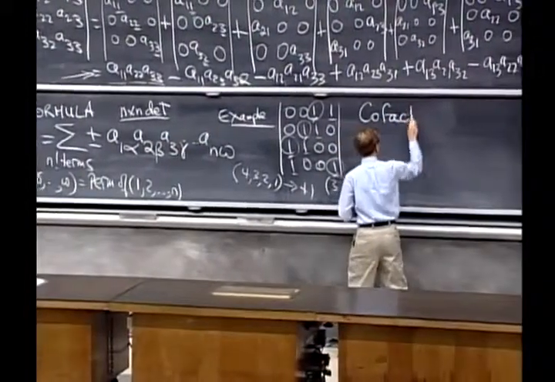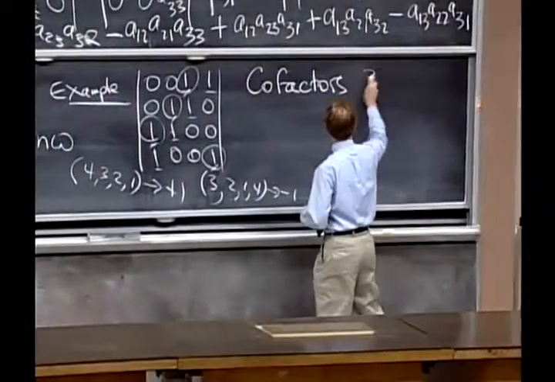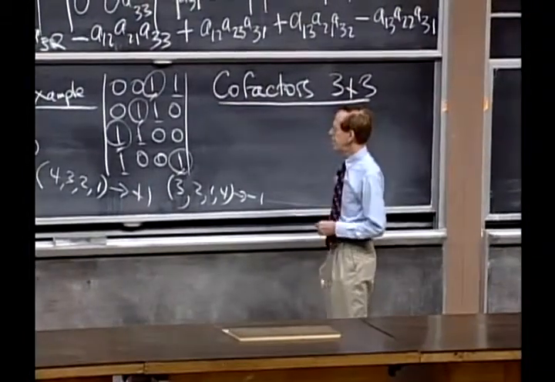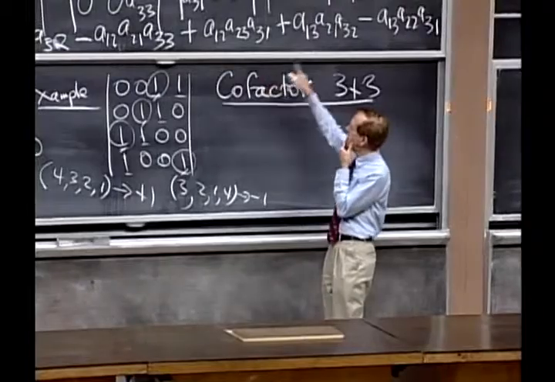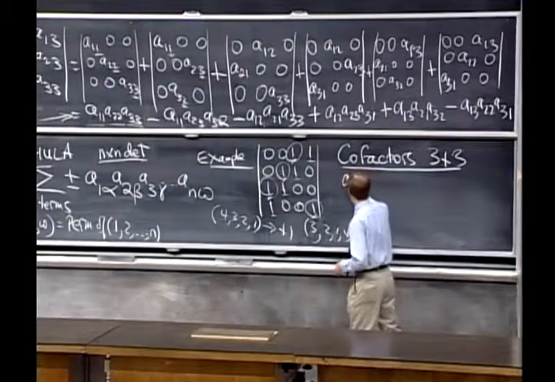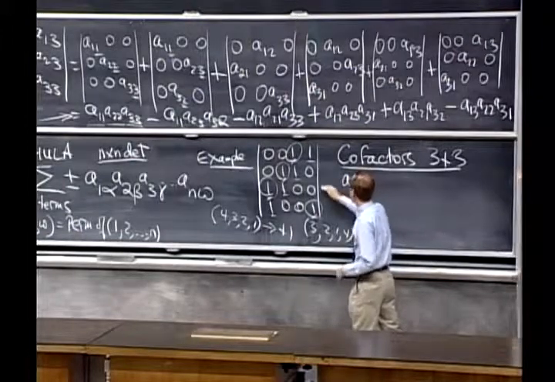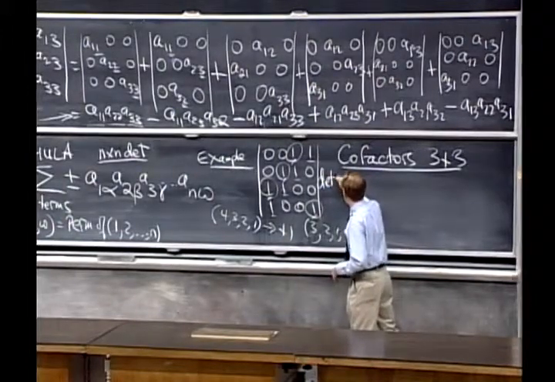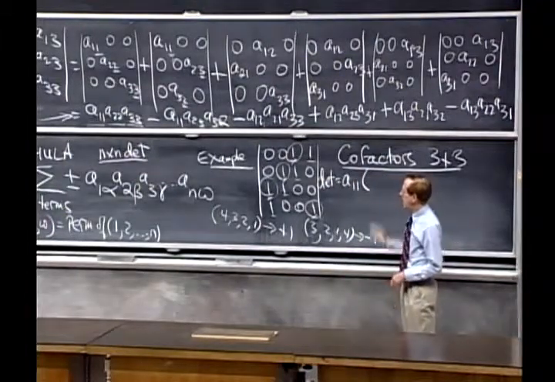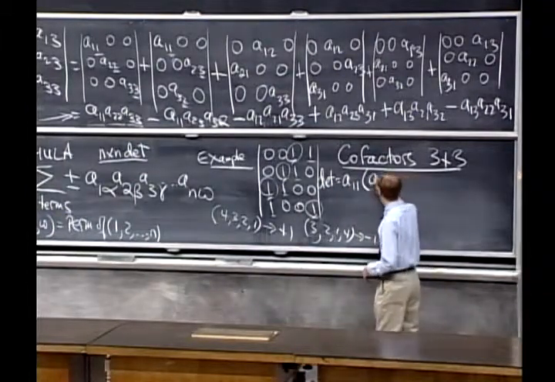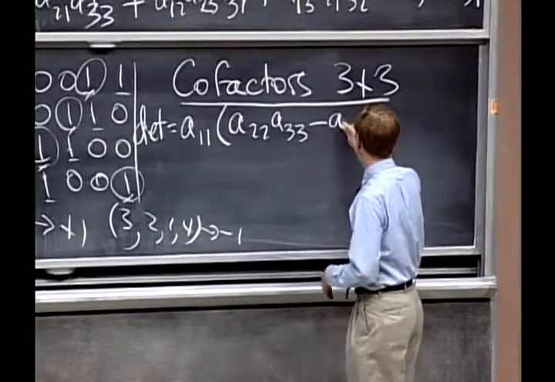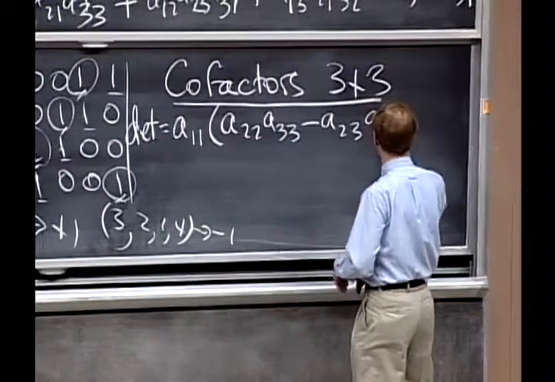Cofactors. I'm going to start again with 3 by 3, and I'm going to take the exact formula and write it as A11. This is the determinant I'm writing. I'm just going to say A11 times what? A11 times A22, A33 minus A23, A32.